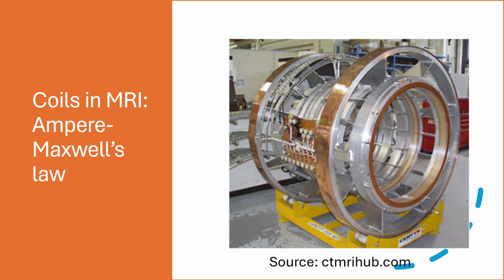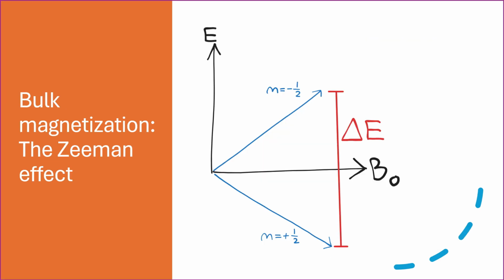So here's an example of what it might look like. This looks to be some gradient coils. I got this from ctmrihub.com.